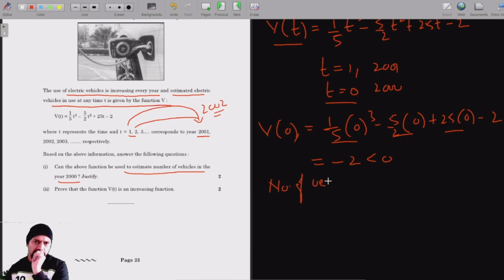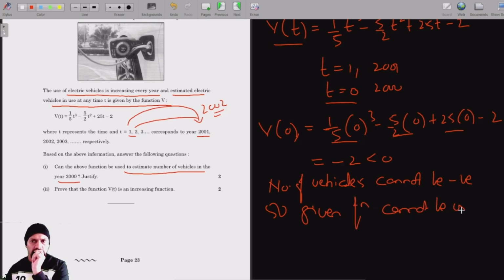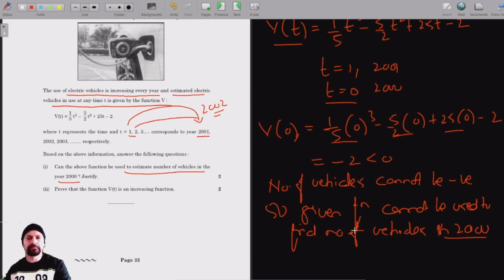So at a particular time, the number of vehicles cannot be negative, so the given function cannot be used to find the number of vehicles in the year 2000.